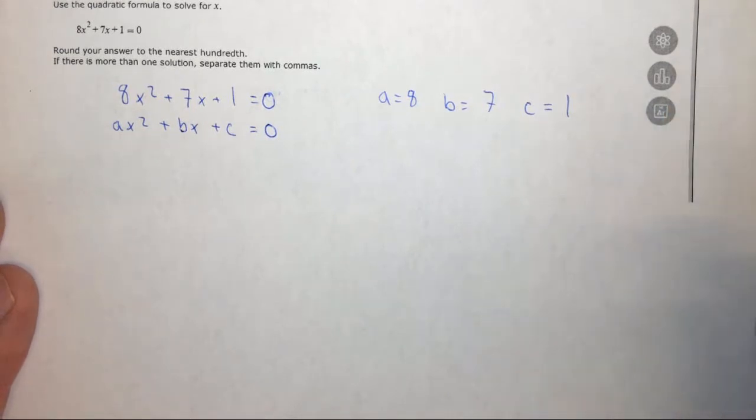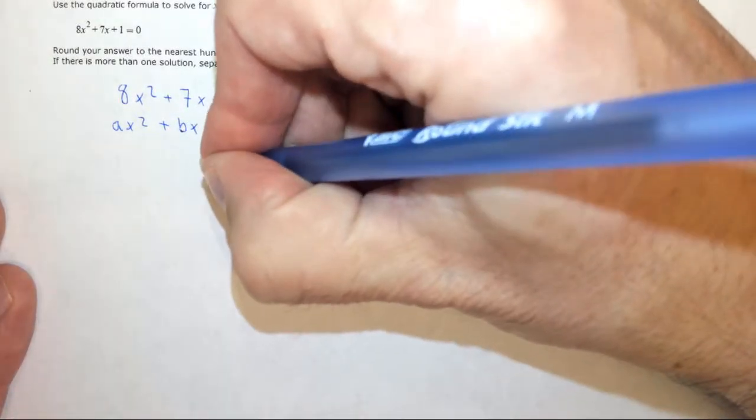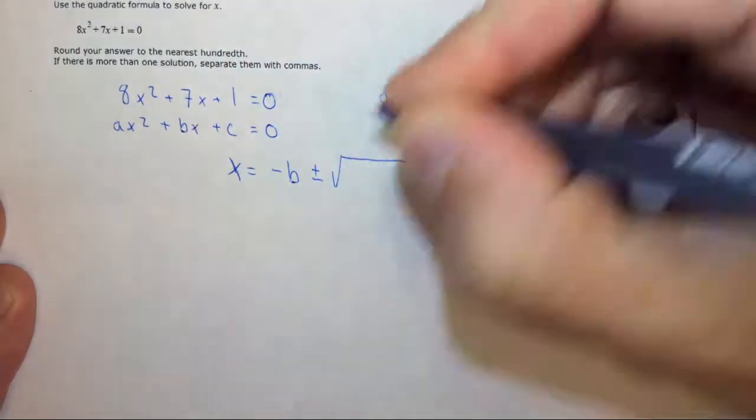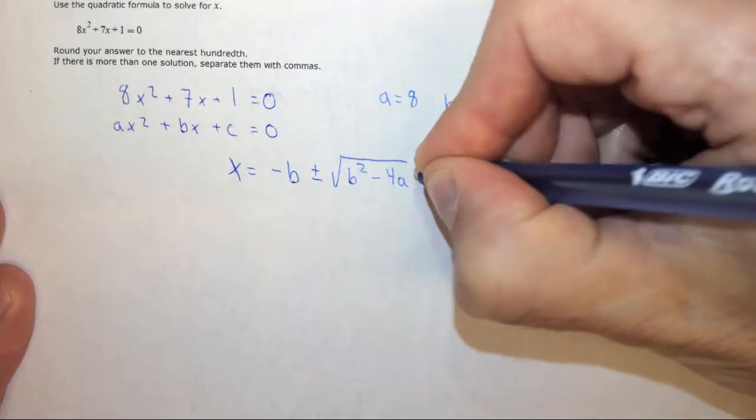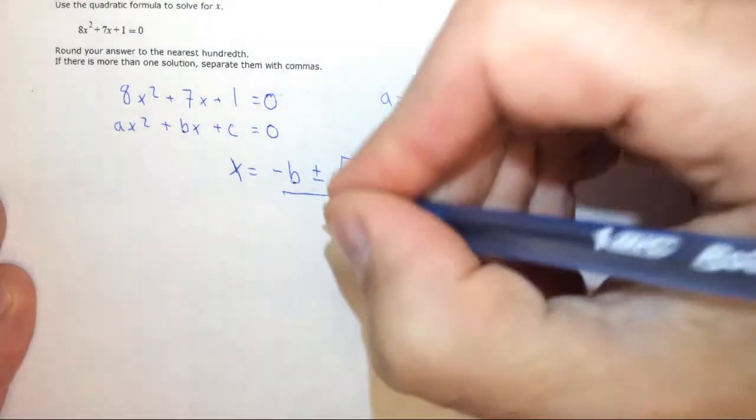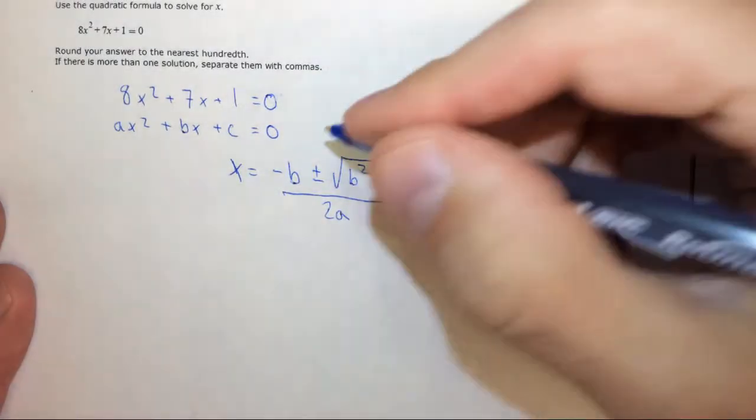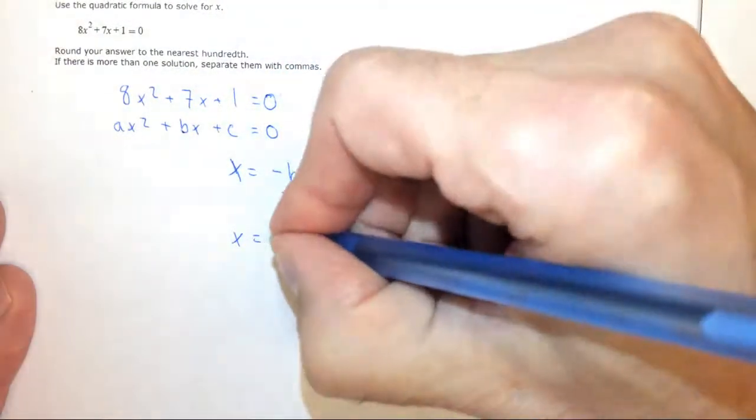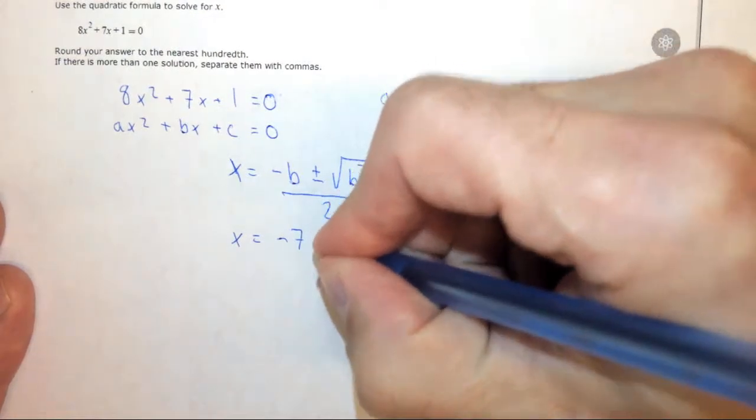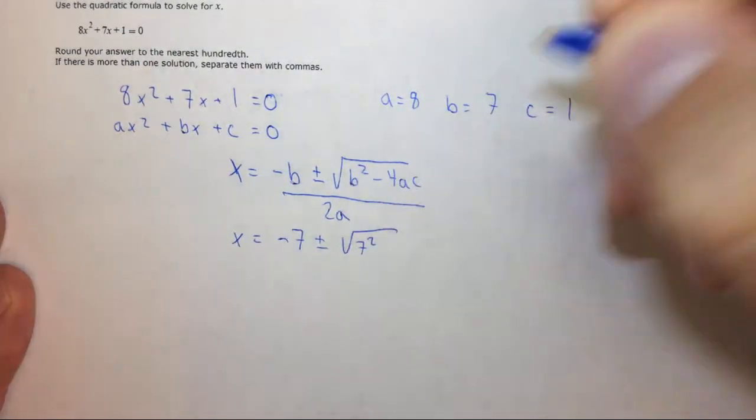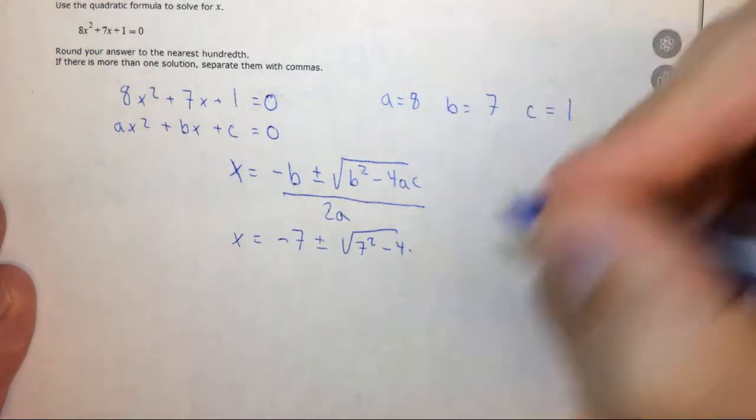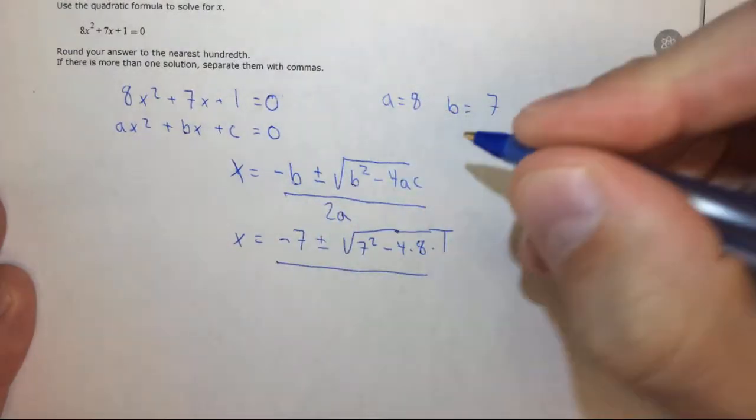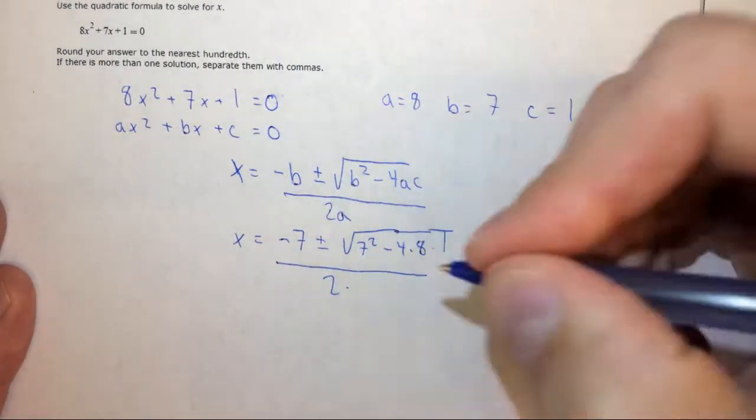Now we need to use the quadratic formula. And the quadratic formula is x equals negative b plus or minus the square root of b squared minus 4ac all over 2a. So let's plug in. x equals negative b, which is negative 7, plus or minus 7 squared, b squared, minus 4 times a, which is 8, times c, which is 1, all over 2 times a, which is 8.